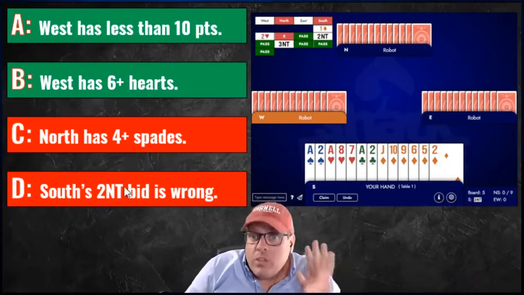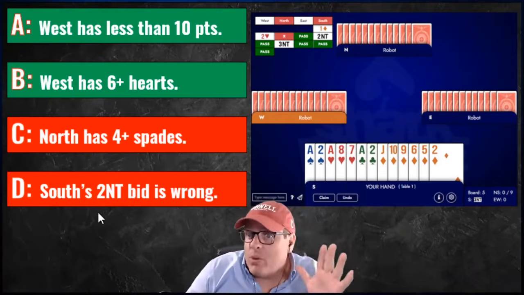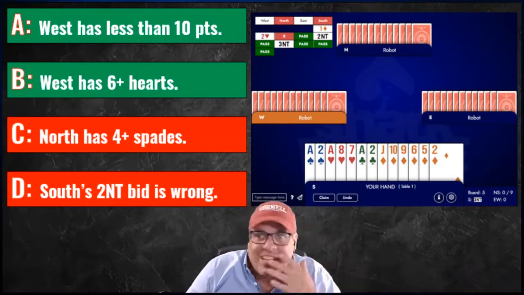So yeah, the red here is just saying that that is not true. South's Two No Trump bid is fine, right? So that's what we're trying to say there.